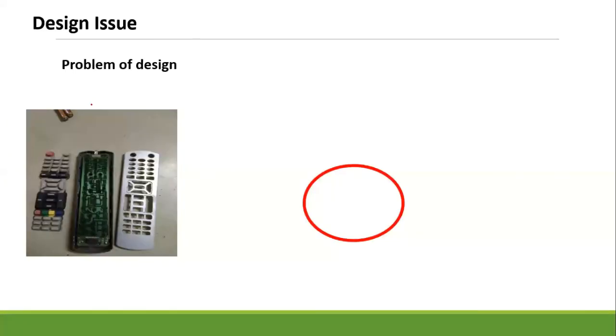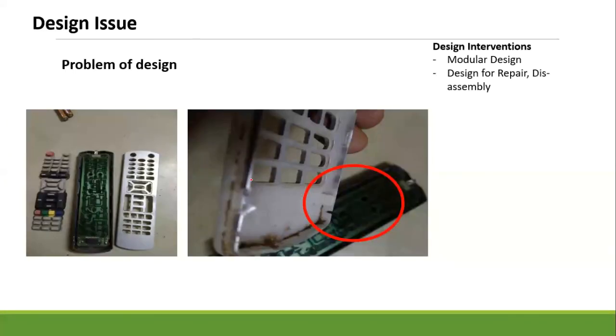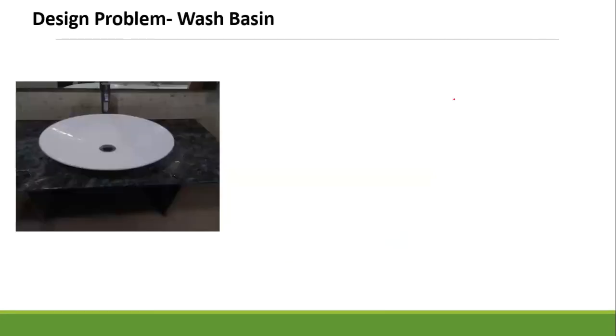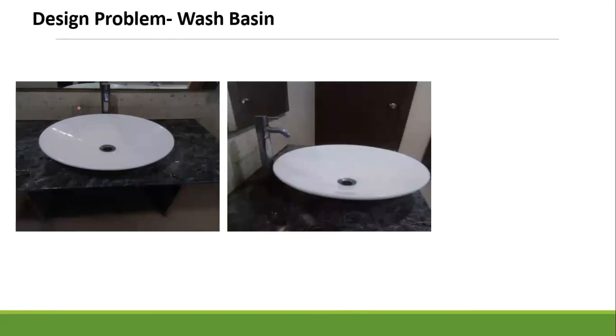Or many times there are design issues. If you are in the manufacturing industry, you can always go for modular design, design for repair, design for disassembly, and like that. Or let's say you are in construction, or you are looking after some buildings, so you can ensure such things. This is a tap that I had noticed in one of the hotels.